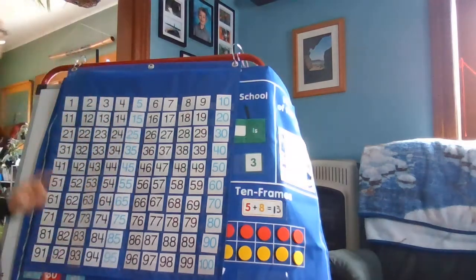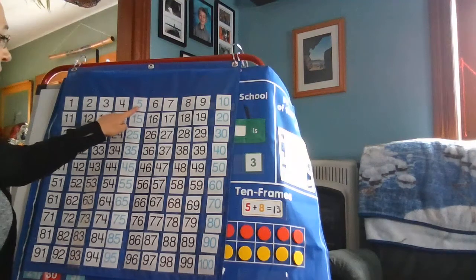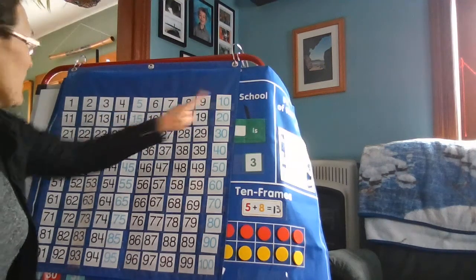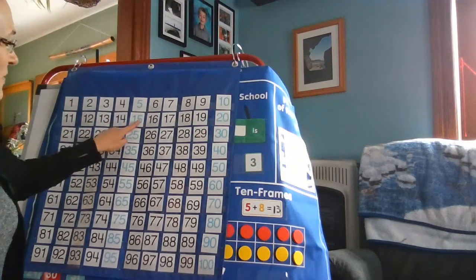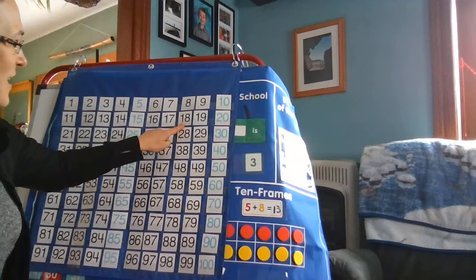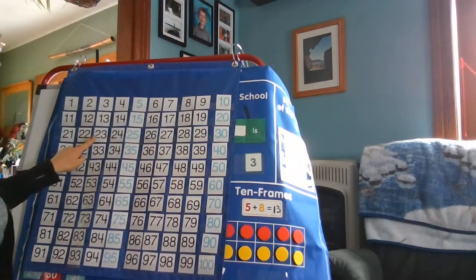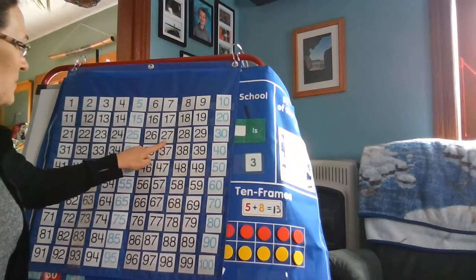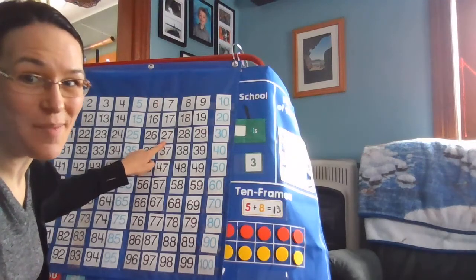Here we go. 1, 2, 3, 4, 5, 6, 7, 8, 9, 10, 11, 12, 13, 14, 15, 16, 17, 18, 19, 20, 21, 22, 23, 24, 25, 26, 27. Oh, did I get you? Don't think just because we're not together, I'm not going to be tricky.